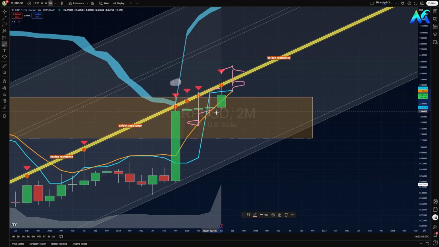And the current candle will close at the end of August, so at the end of the current month. So with the next candle, we will have a clearer picture of what XRP wants to do, to be pushed down by the blue line or pushed up by the orange line.